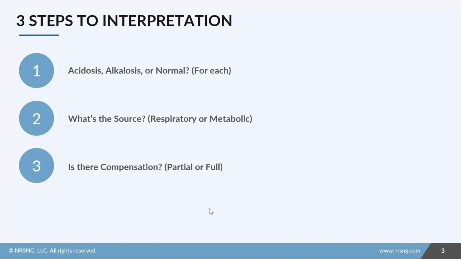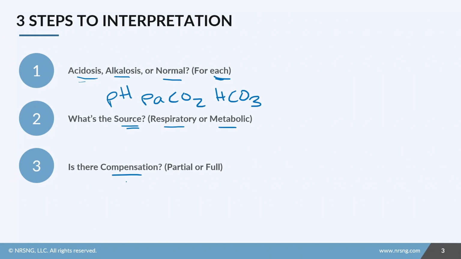So there are three basic steps to interpretation of an arterial blood gas. Now, these are going to make more sense as we go along, but I want to present them here so that you can keep them in mind as we go through this. First step is to look at each of the three main values, which is pH, PaCO2, and bicarb, or HCO3, and determine whether or not they are acidosis, alkalosis, or normal. The second step is determine the source, either respiratory or metabolic. And the third step is to determine if there's any compensation. So let's look at each of these steps in more detail.